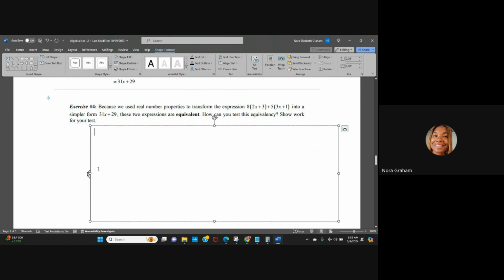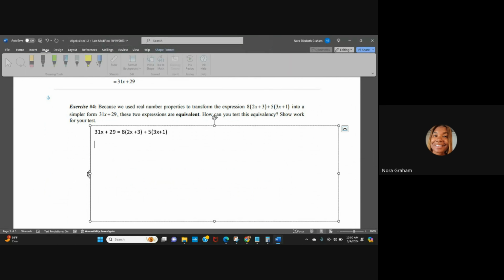So how I'm going to show this is I'm going to set these two expressions equal to each other, and I should get a true statement, okay? This is 8 times 2x plus 3, and then plus 5 times 3x plus 1, okay? Set them equal to each other, and now I just start to solve by using all the expressions and things that I learned.